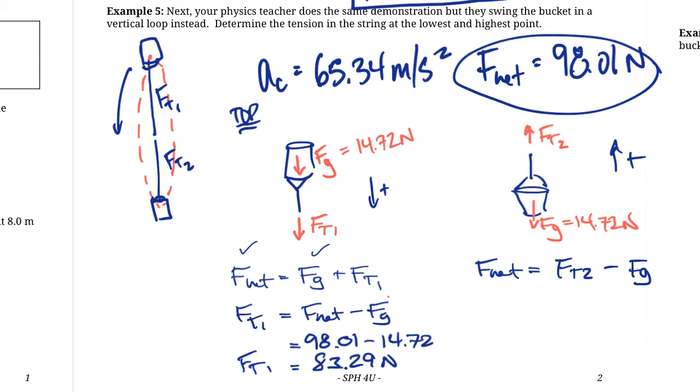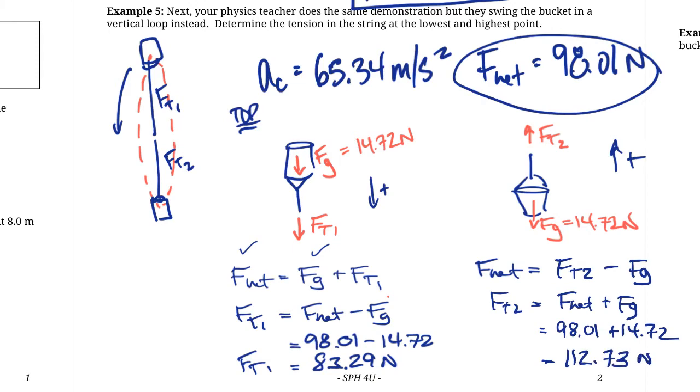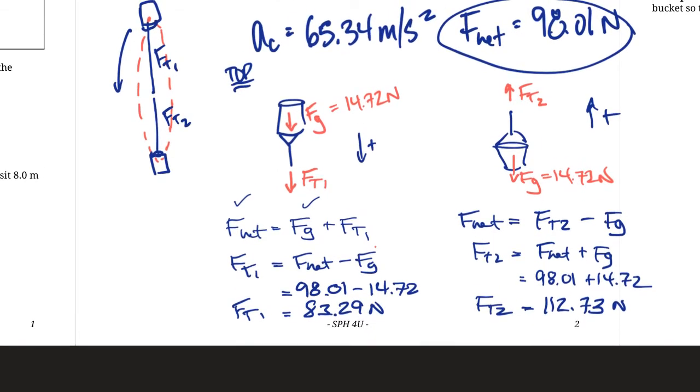So let's see what happens when we solve for T2 this time. It's going to be F net plus Fg. So if we do that calculation, it's going to be 98.01 plus 14.72, which is 112.73. And that's our Ft2. So it ended up being bigger.